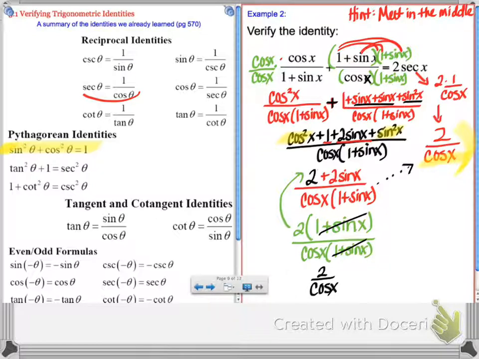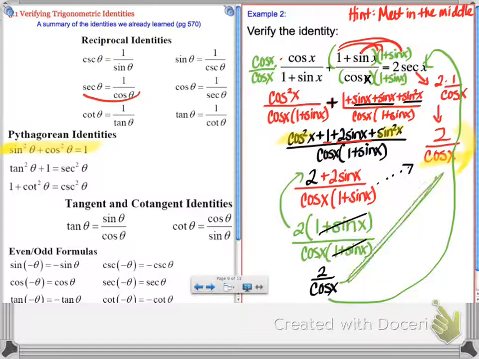And I get 2 over cosine of x. So make sure that when you simplify fractions, they should have common factors, nothing other than common factors. Not common add-ins, which are things you're adding. They should be common things you're multiplying. So I've met in the middle because I'm not actually going to finish the loop and go all the way from here all the way back to 2 secant of x. I'm going to stop because I've actually met in the middle. These two pieces are in the middle of the left and the right hand side, and they're equivalent, so you are done.